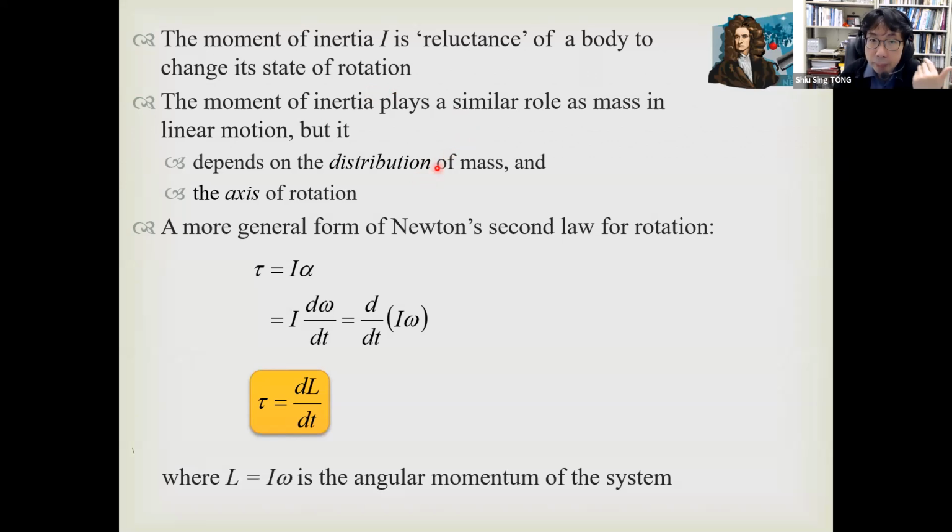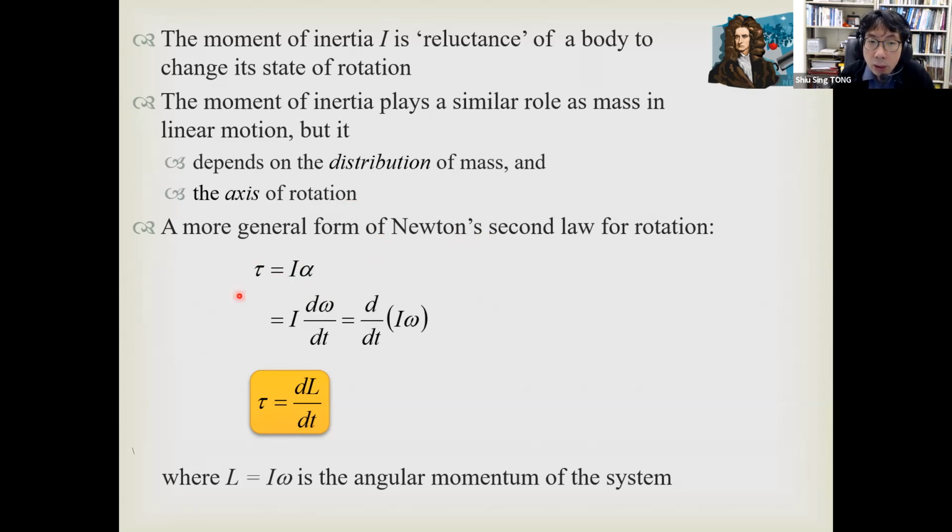And please be reminded that the moment of inertia now plays a similar role as mass in linear motion, but there are important differences. The mass is an intrinsic quantity, the amount of matter in a body. That is called mass, right? But the moment of inertia has more information than that. The moment of inertia actually depends on the distribution of mass, not just the mass, but the shape of the object. And also it depends on the axis of rotation. If you choose a different axis to rotate the body along, then you have a different moment of inertia.